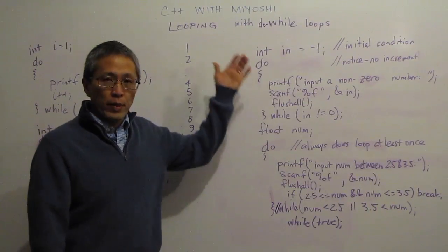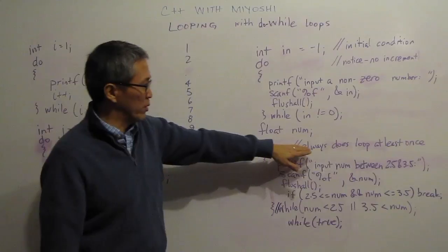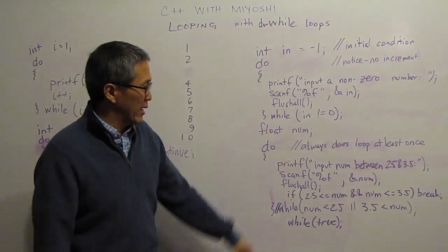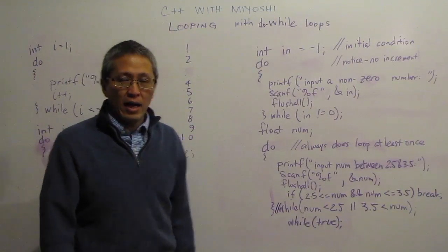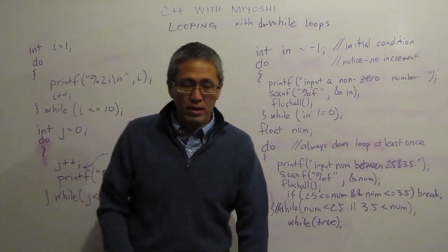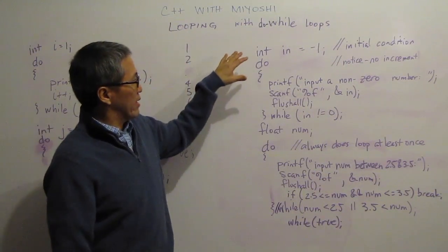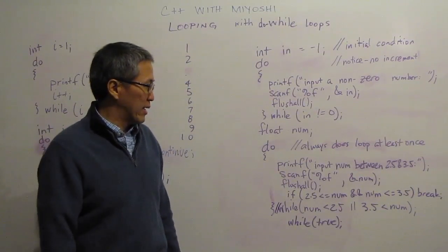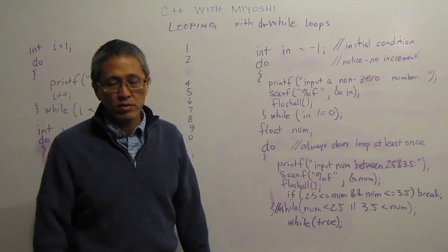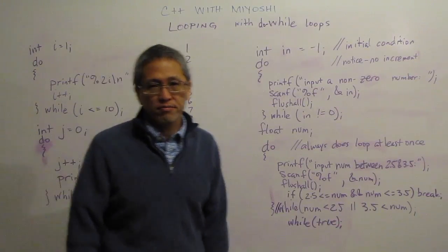So, looping with the do loop. Remember, the do loop always goes through these once. It doesn't have to have an increment. Notice that none of these have increments on this side. I have increments over here. They have an initial condition for this one, not an initial condition for this one. And again, just remember, do loops always go through once.